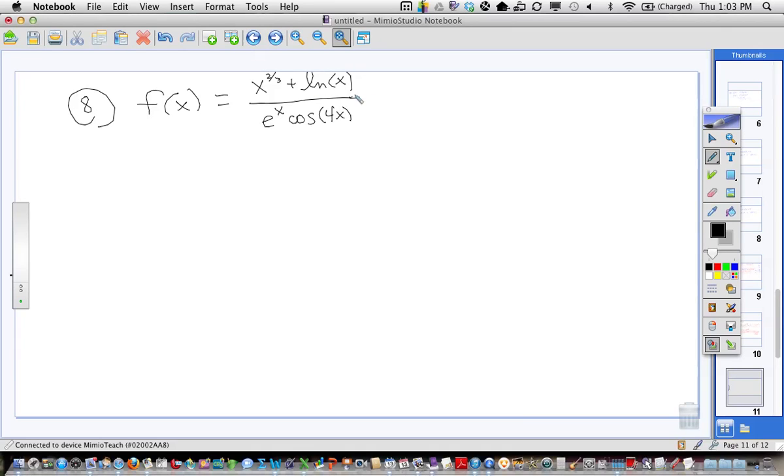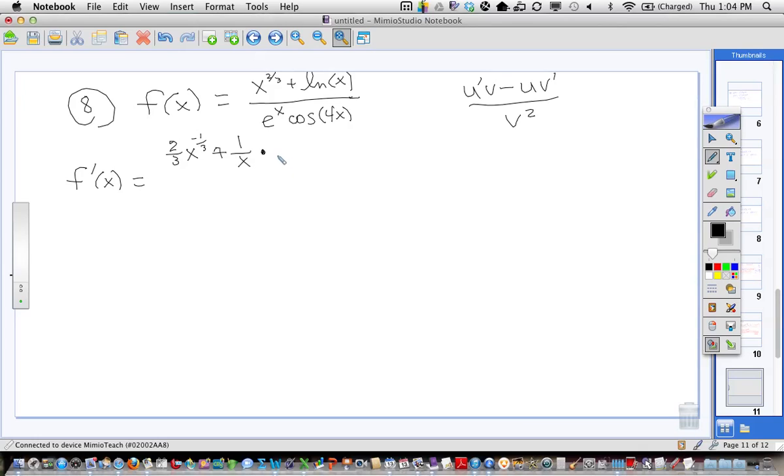So let's look at this one. First and foremost, it's a quotient rule. So u prime v minus u v prime all over v squared, where your u is this one up here and your v is this one down here. Okay, so we start by doing what then? Derivative of the top. 2/3 x to the negative 1/3 plus 1 over x. Okay? Then what?